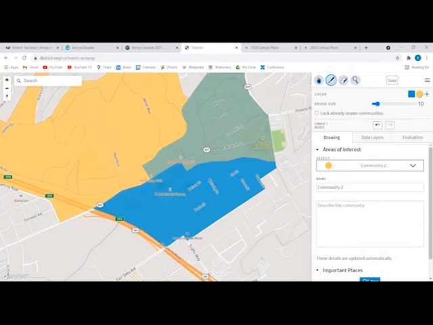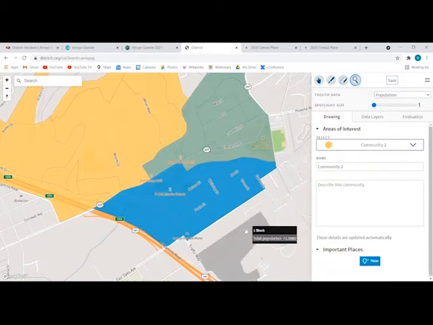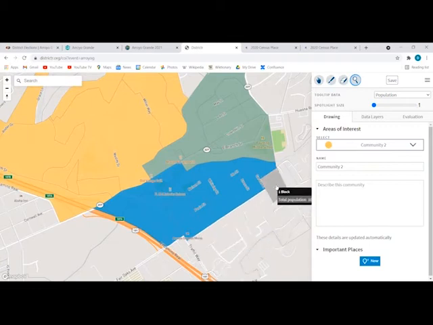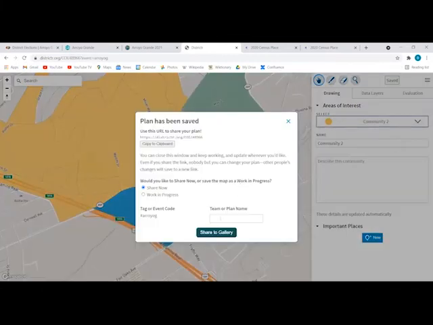So make sure when you're using the community tool to please describe your neighborhoods, give them a name and a description so that we have a better sense of what you're showing us. And then you can use the inspect tool to see how many people live in a particular block. And once you are done, you can save your map by clicking the save button and giving it a name.